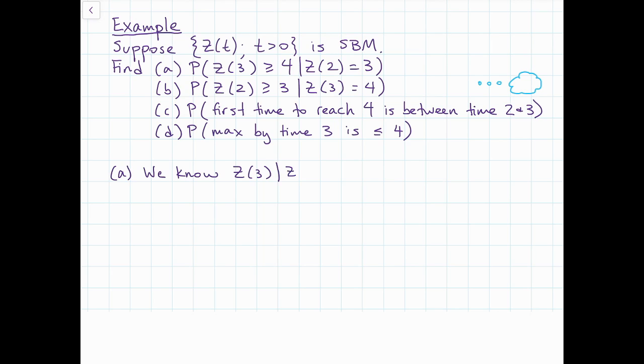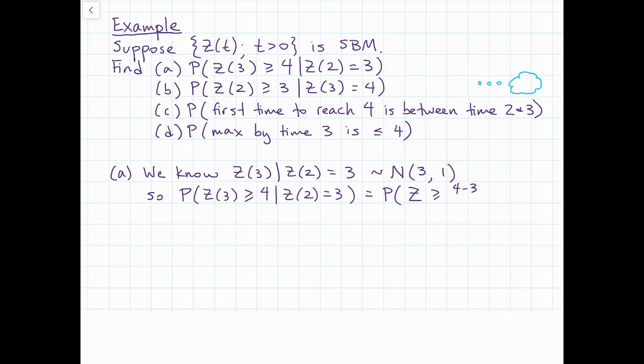So we know from property 3a that the distribution of Z of 3 given Z of 2 equals 3 is normal with mean 3 and variance 1. The 3 comes from the fact that Z of 2 was equal to 3, and the 1 comes from the fact that time 3 is 1 time unit later than time 2. So we have this normal 3, 1. And thus the probability that that random variable is greater than or equal to 4, we will standardize, subtract the mean, and divide by the standard deviation. So 4 minus 3 over the square root of 1, that gets us a probability of 0.16.